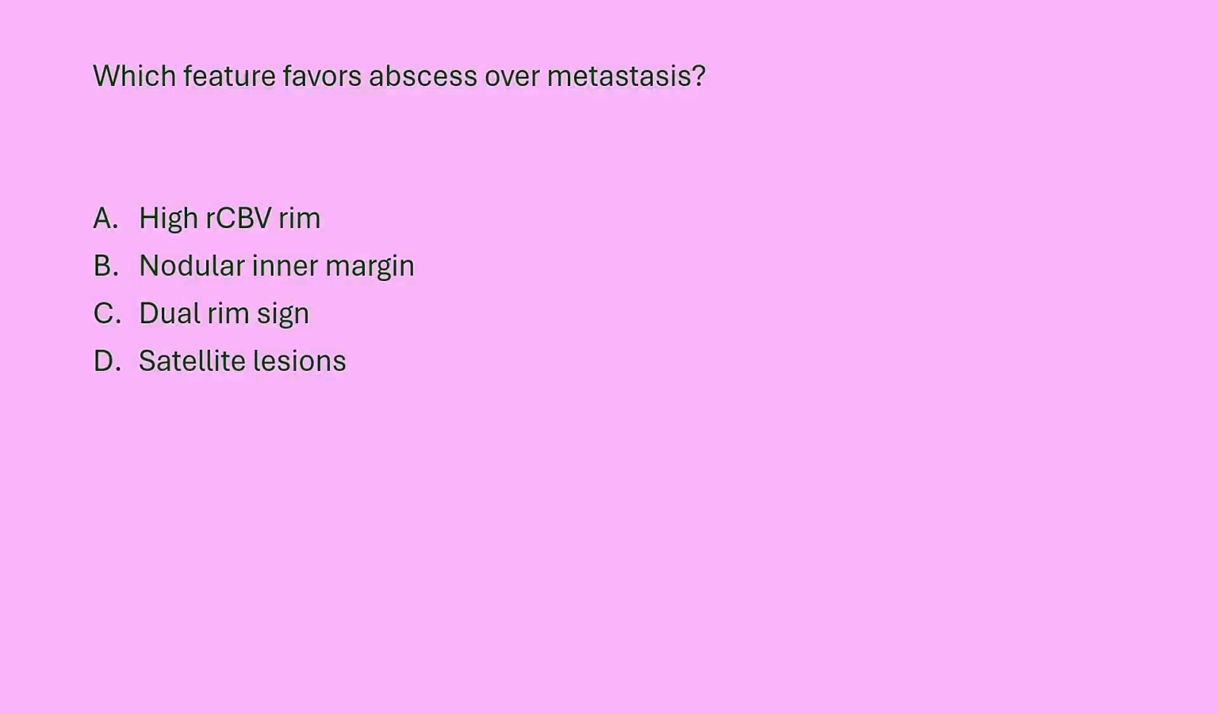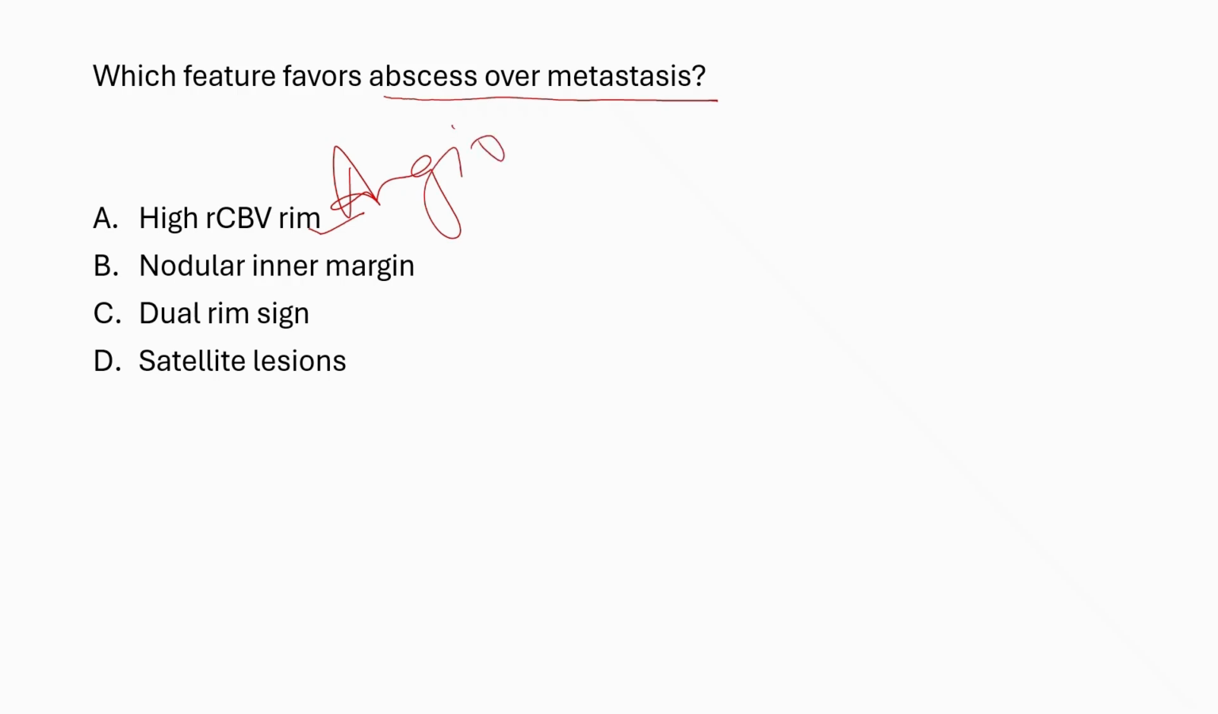Another question is, which feature favors abscess over metastasis? So options are high relative cerebral blood volume rim, nodular inner margin, dual rim sign, satellite lesions. High relative cerebral blood volume in the rim is suggestive of neoplastic angiogenesis, and inner nodular margin is due to the uneven growth of tumor cells, and satellite lesions can be seen in both abscess and metastasis, and dual rim sign is seen in abscess.